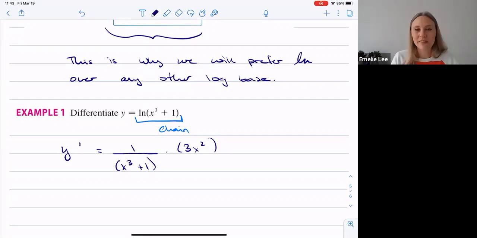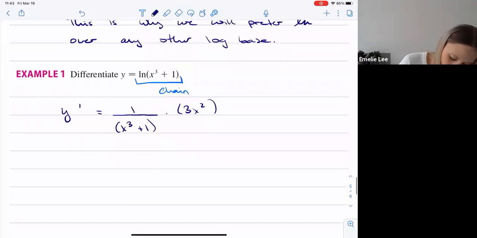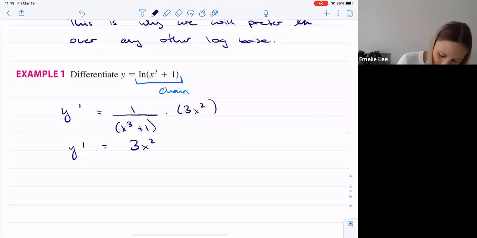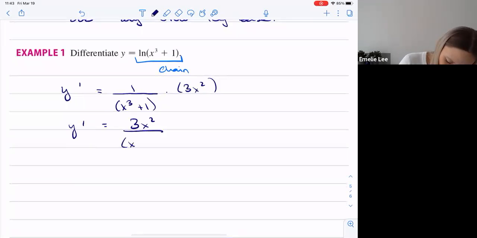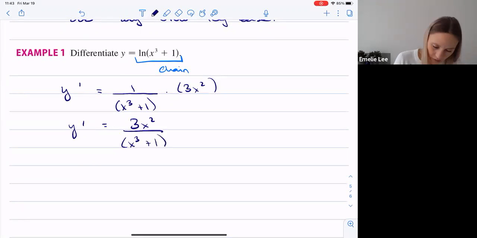And that's it. Then we have the derivative. So that's why it's really nice to take the derivatives of the natural log. And I can rewrite it as 3x squared over x to the 3 plus 1 if I want to, but I don't have to. So what we've used here is the chain rule.